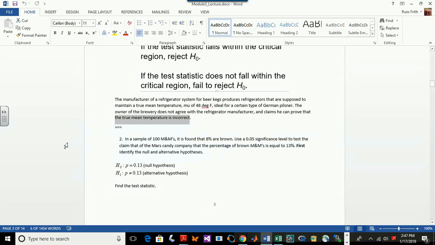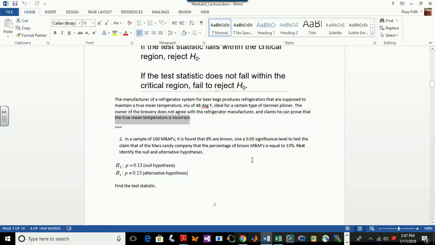hypothesis testing. In a sample of 100 M&Ms, it is found that 8% are brown. Use a 0.05 significance level to test the claim of the Mars Candy Company that the percentage of brown M&Ms is equal to 13%. Okay, so first identify the null and alternate hypotheses. All right, so again, the ubiquitous occurrence of bags of M&Ms is set by the manufacturer to be 13% brown. Okay, 13% content being brown.